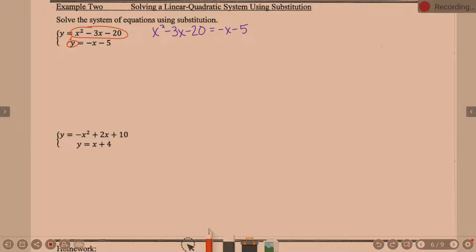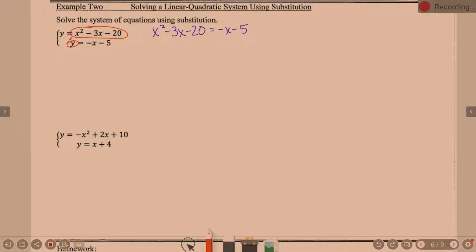I see x squared terms, I see x terms, and I see number terms. Since I have all three, I probably want to make this equation equal to 0. Because I have x squareds and x's. If I had just x squareds or just x's, I'd solve for that. Because I have both, I want to make it equal to 0. How can I make this equation equal to 0?